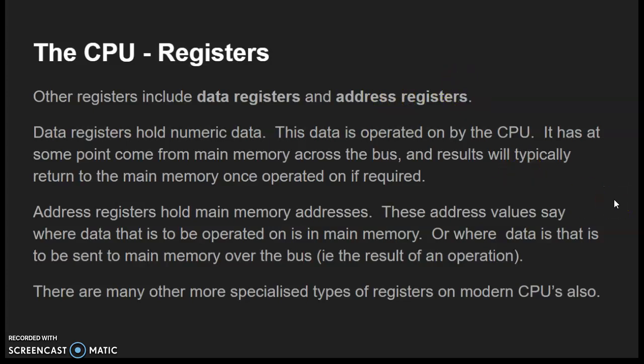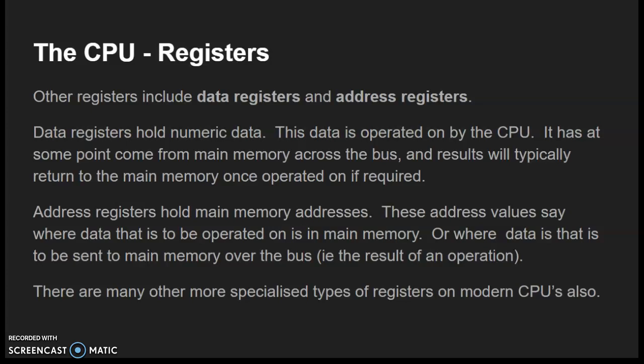And you've got to be a bit clever about this. Address registers, they will contain the addresses of the memory locations of instructions to be carried out, and data registers, they will contain data. So let's see there. Data registers hold numeric data. This data is operated on by the CPU, and it has at some point come from main memory across the bus, and results will typically return to the main memory once operated on if required. So as we say there, that's what data registers do. They hold this numeric data.